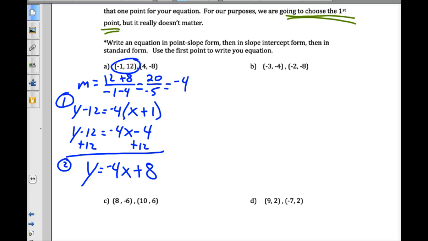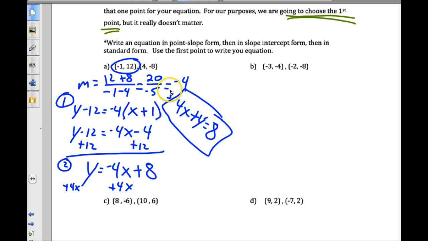Anybody get negative 4x plus 8? I did. Nice. Notice the slope is still negative 4. Okay. Now, everybody add. We don't have to clear fractions. No fractions here. That's good. Everybody add 4x to both sides to put it in standard form. Four x plus y equals 8. There's the third form. 1, 2, 3. You guys do this? Yes.